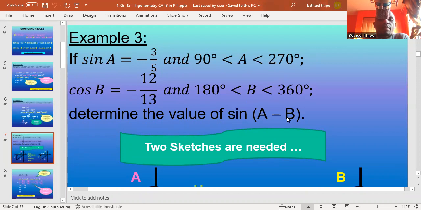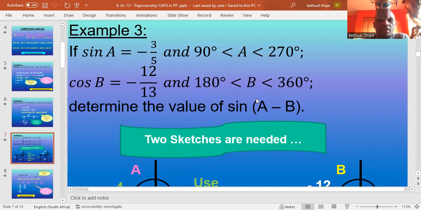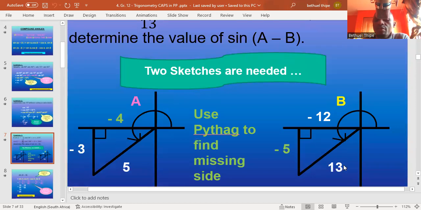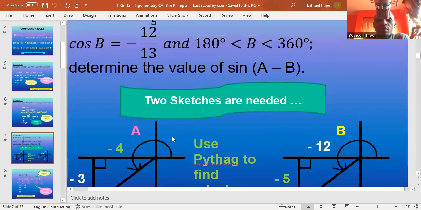So the first step here is to identify the diagram where we must place this angle A. So the meaning of this restriction here is that angle A must be between 90 degrees and 270 degrees. This means that angle B must be between 180 degrees and 360 degrees. So diagram for number A is this one here. And diagram for number B is this. Diagram for cos B is this one. Diagram for sine A is this one.